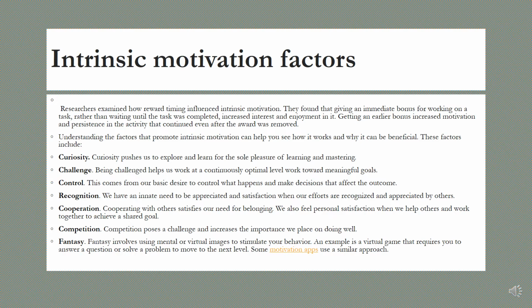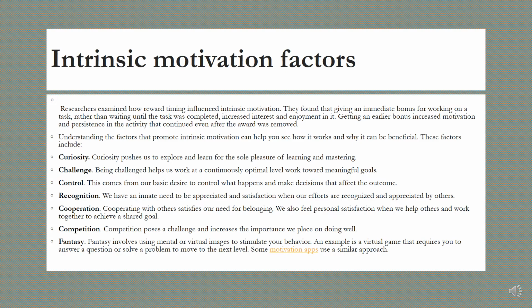Then control. So this comes from our basic desire to control what happens and make decisions that affect the outcome. Then recognition. So we have an innate need to be appreciated and satisfaction when our efforts are recognized and appreciated by others. Then cooperation. So cooperating with others satisfies our need for belonging. We also feel personal satisfaction when we help others and work together to achieve a shared goal. Then competition. Competition poses a challenge and increases the importance we place on doing well.